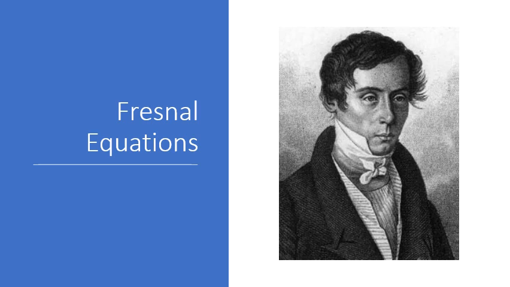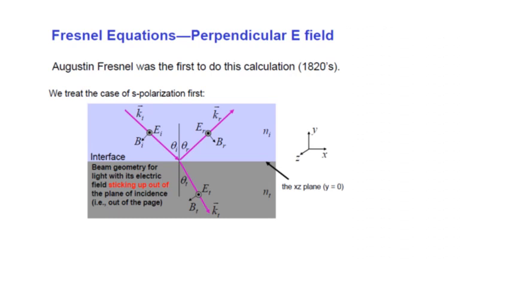Fresnel discussed and analyzed S and P polarization and studied what happens when an electromagnetic wave strikes any surface, a dielectric surface. Fresnel gave these equations in 1820, about 200 years ago, and we treat the case of S polarization first. First we take the perpendicular electric field, then we will take the parallel electric field.